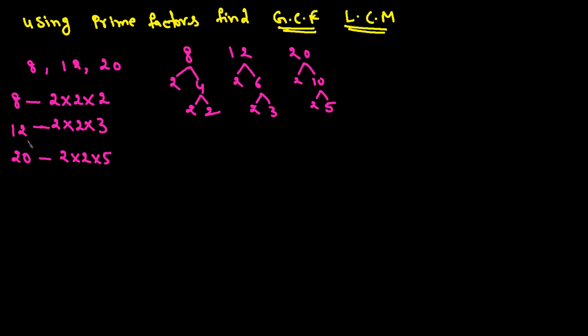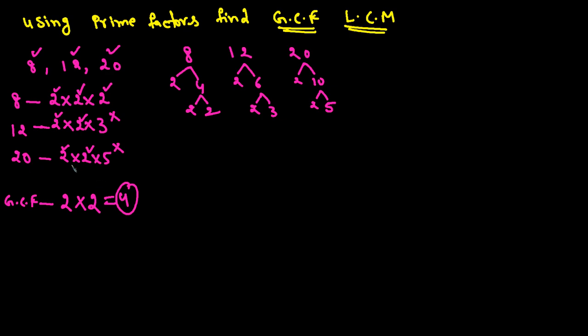And now we're going to find the common factors here. Let's start with the 2. Is there a 2 in all of them? Yes, yes, yes. So 2 is one of the common factors. Let's see if there's another 2 that is common in all of them. 2 is here, 2 is here, 2 is here. Yes. How about the third 2? Here, yes, but here, no, here, no. How about 3 in all of them? No. How about 5? No. So 2 times 2 gives me 4. So 4 is the greatest common factor of 8, 12 and 20. So that's the answer.